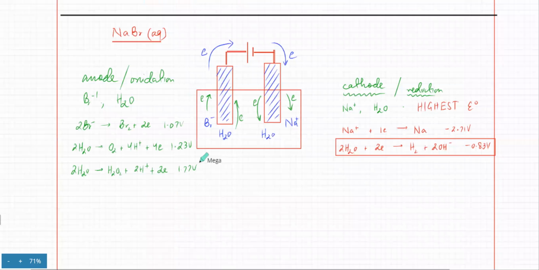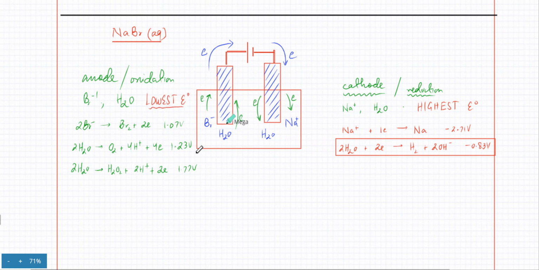So coming back, I've written the three reactions. Br⁻ and H2O are losing electrons, and the electrode potential values are also written over here. And who loses electrons? It's always the lowest potential, the lowest E naught, that always ends up losing electrons. So which one is the lowest E naught? In this case, it's the Br⁻ equation. So that's the reaction that would be happening over here.